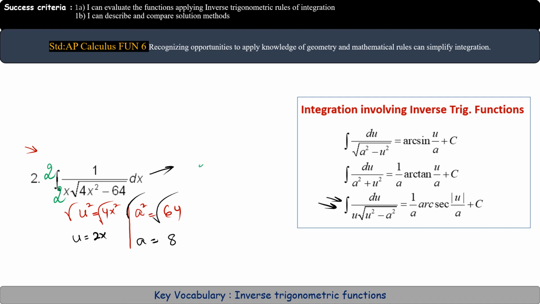So we will write 2, which is written outside the integral sign. And then we will write 1 over a, that means 1 over 8. Secant inverse, and u is 2x and a is 8, plus c. 2 over 8 means 1 over 4. Secant inverse 2x over 8 means 1 over 4, secant inverse x over 4, plus c.